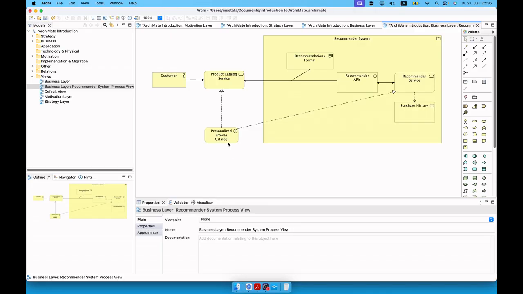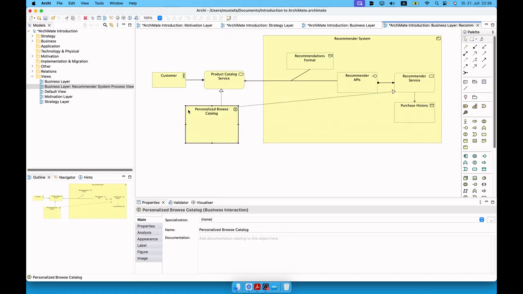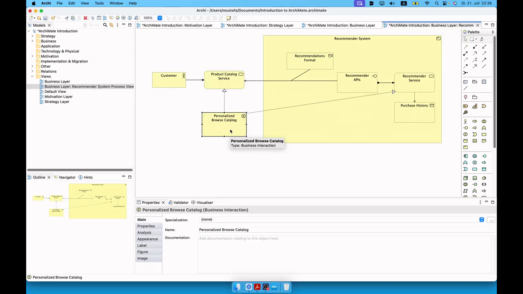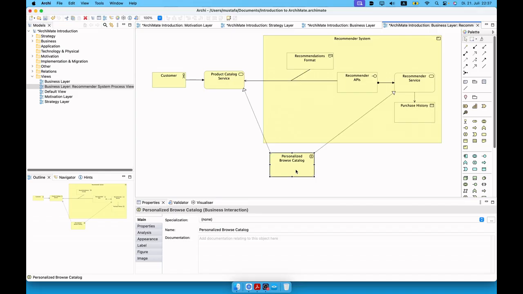One of the things that I would have expected here to be different is that this relationship is realization now according to the magic connector. However, I would have expected it to be more of a composition, but I believe this is also the same interpretation, that the personalized browse catalog realizes these two services together. And we continue with the annotations.